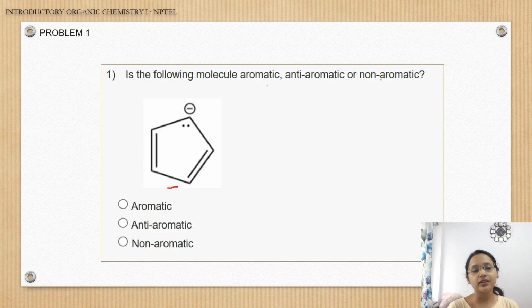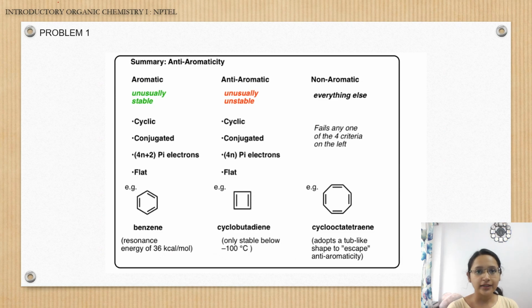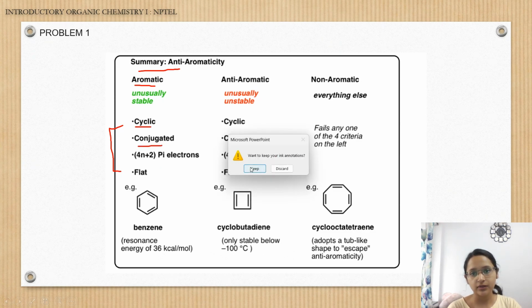Before knowing what this compound is, you first need to know what aromaticity, anti-aromaticity, and non-aromaticity are. So here is a summary. There are four things you have to keep in mind while answering these kinds of questions. Aromatic compounds are usually stable, because the condition for aromatic compounds is they should be cyclic, conjugated, and have 4n plus 2 pi electrons.